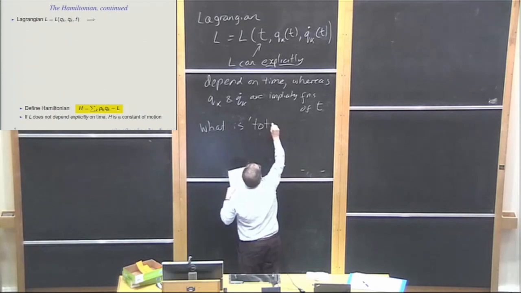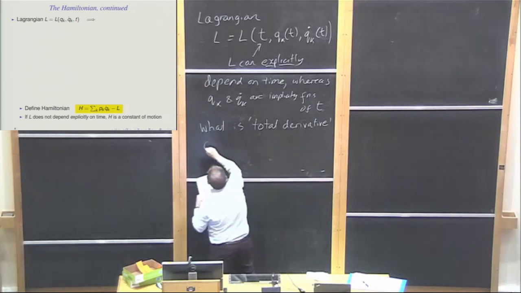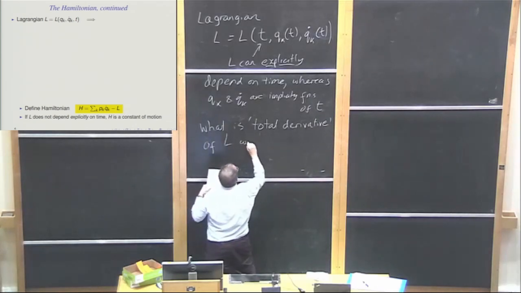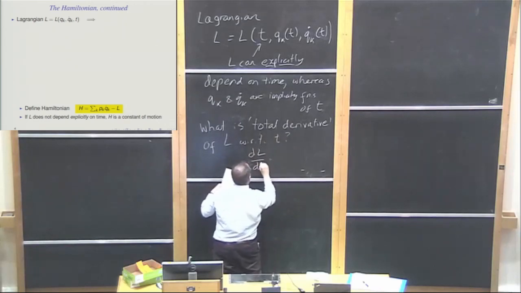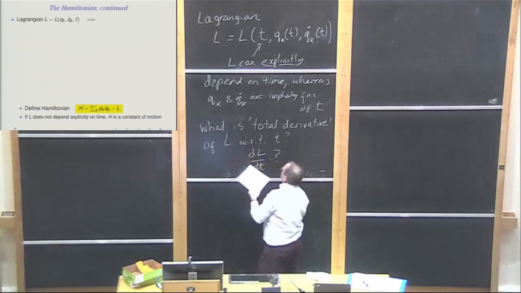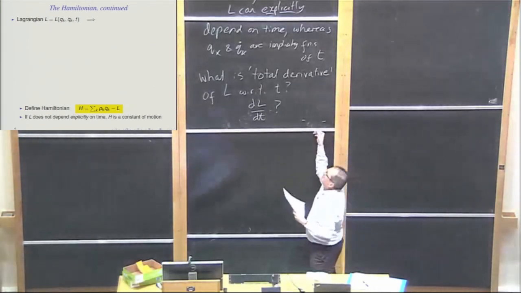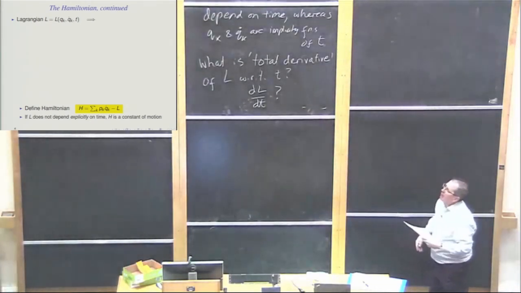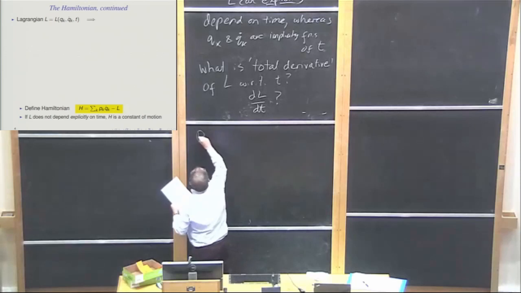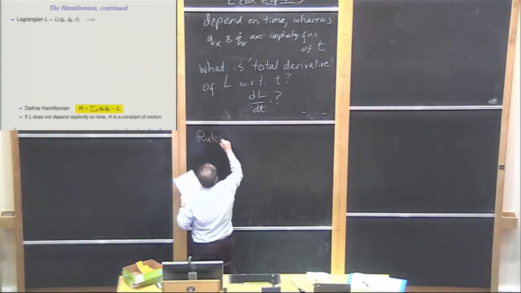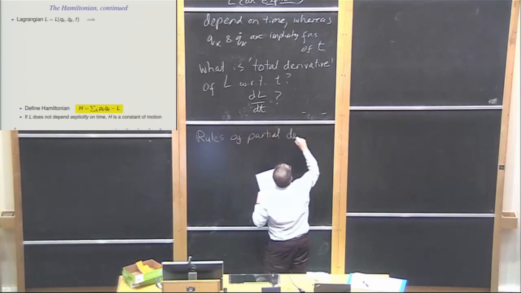So what I want to do is work out what we call the total derivative of L with respect to time, and we write that as dL by dt. These are not partial d's. What one needs to do is remember how the rules of partial differentiation work, and I hope you've been exposed to this in your maths. So let's write down the rule more generally and then apply it to the problem in hand.